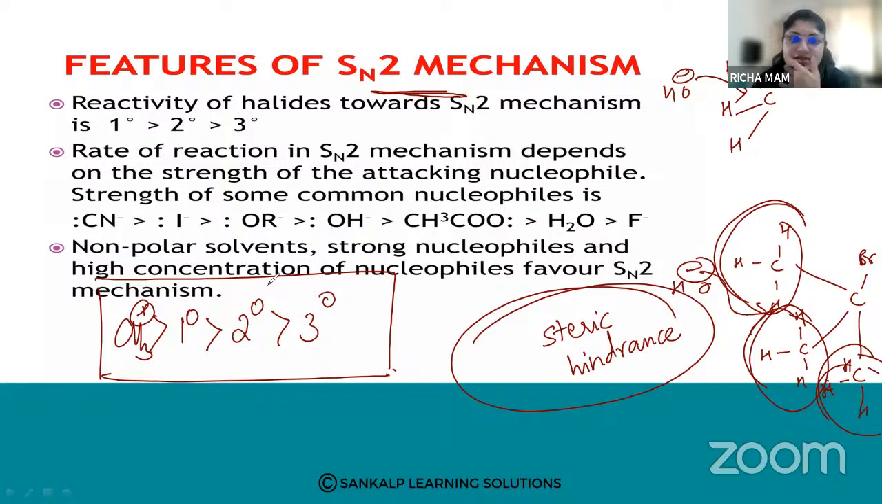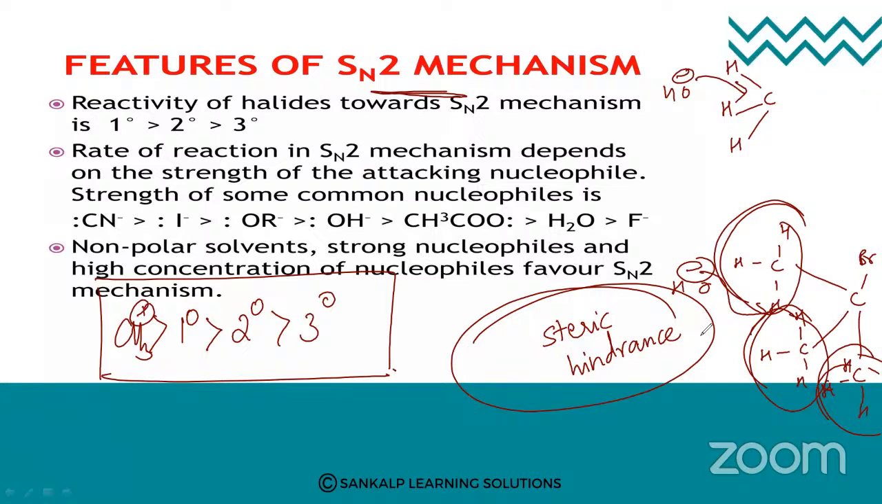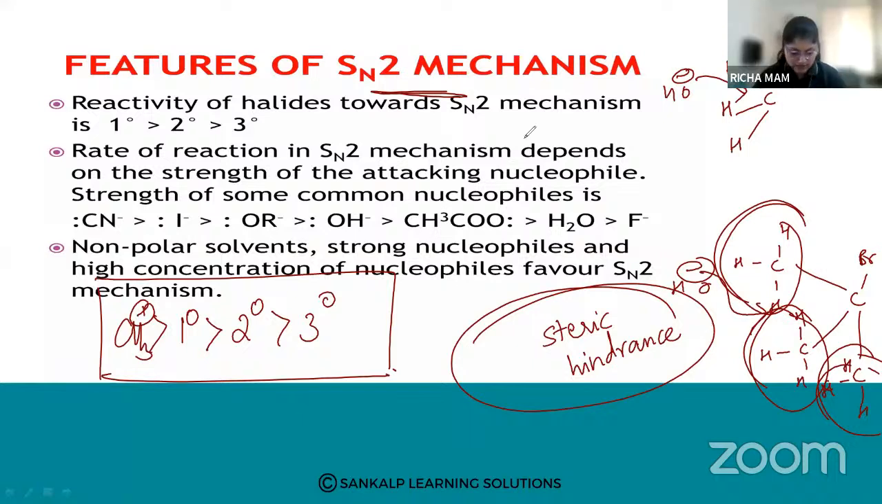In SN2, it is reverse. Primary is more reactive than secondary, and then the tertiary. Is it clear? Are these two mechanisms clear? Yes, ma'am. Okay. If you have any doubts, you can ask now, because later it will be again difficult. So you can ask your doubts now itself. Okay, others have also understood.